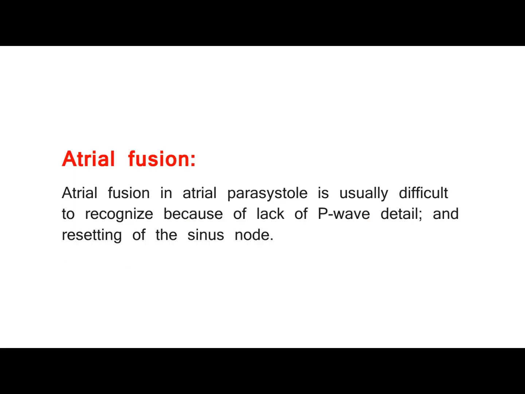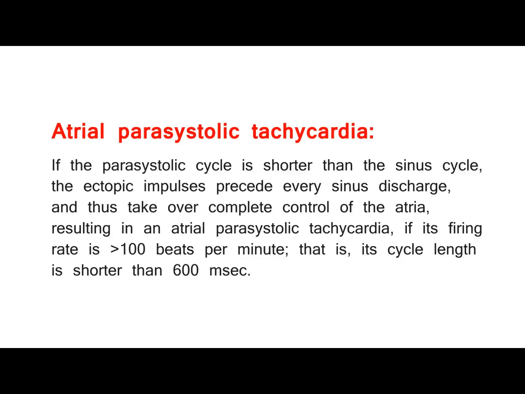Atrial fusion. Atrial fusion in atrial parasystole is usually difficult to recognize because of lack of P-wave detail, and resetting of the sinus node. Atrial parasystolic tachycardia. If the parasystolic cycle is shorter than the sinus cycle, the ectopic impulses precede every sinus discharge, and thus take over complete control of the atria, resulting in an atrial parasystolic tachycardia, if its firing rate is greater than 100 beats per minute, that is, its cycle length is shorter than 600 millisecond.